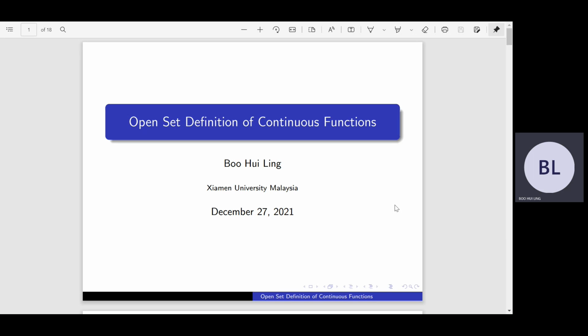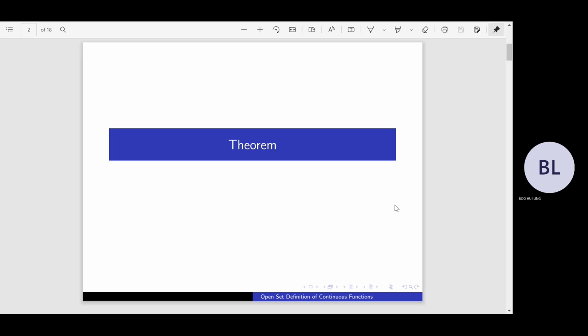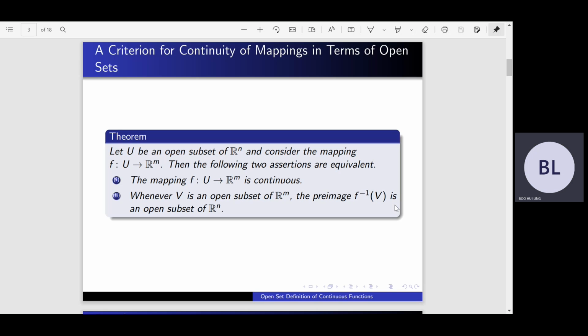Today I'm going to have a presentation about the proof of the open set definition of continuous functions, as well as its applications. So let us look into the theorem. This is the theorem of the open set definition of continuous functions.